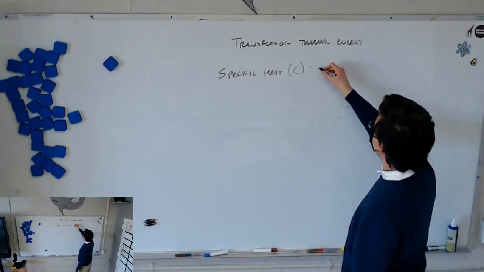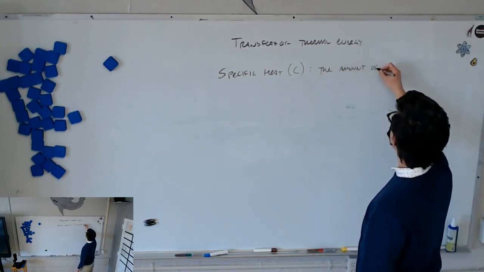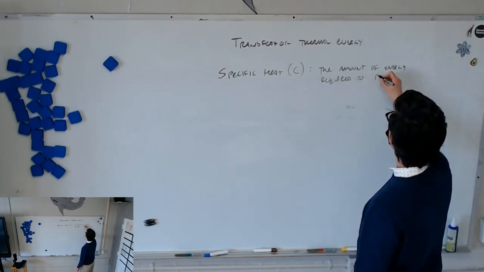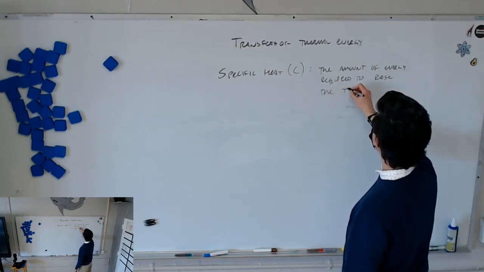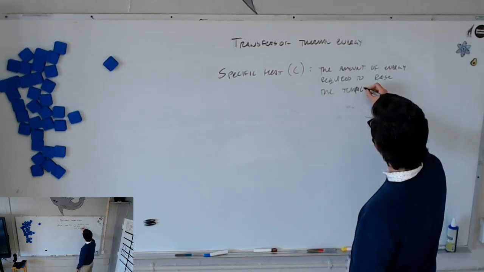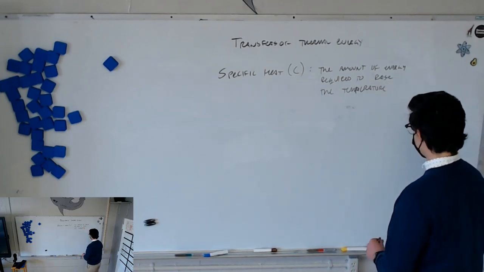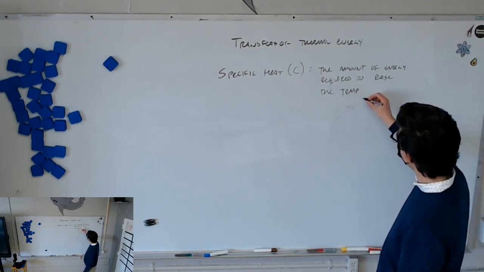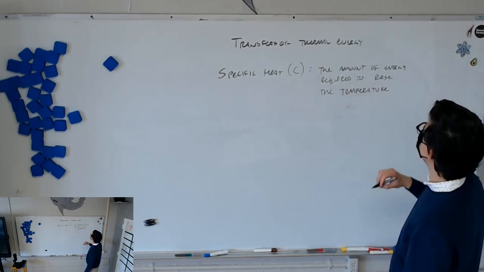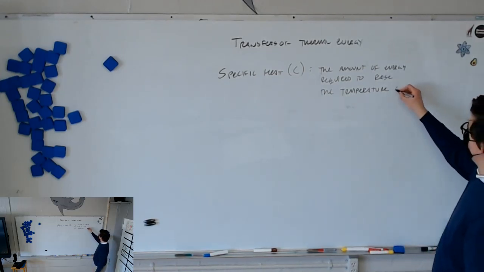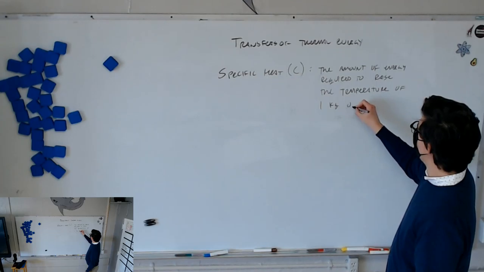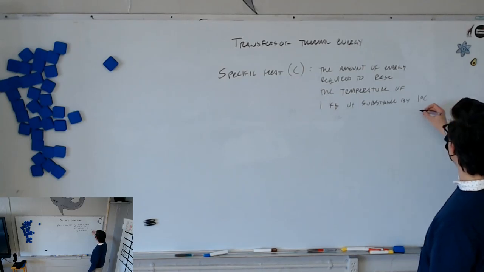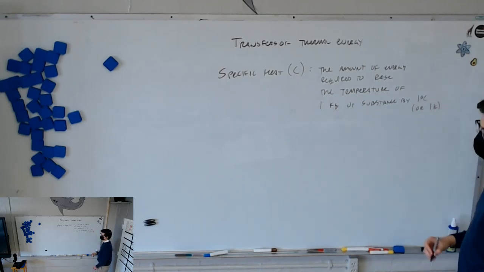Specific heat is the amount of energy required to raise the temperature of 1 kilogram of substance by 1 degree Celsius, or 1 Kelvin. We'll talk more about the Kelvin. Someone earlier was mocking me for pronouncing the word temperature weird, but that's what I do, so I can spell it right.